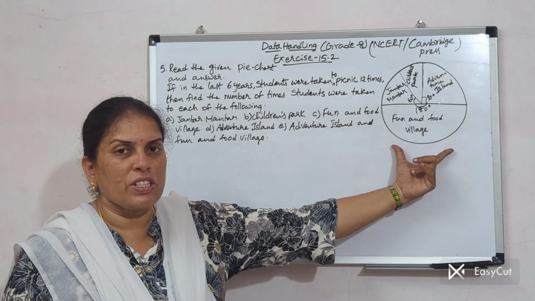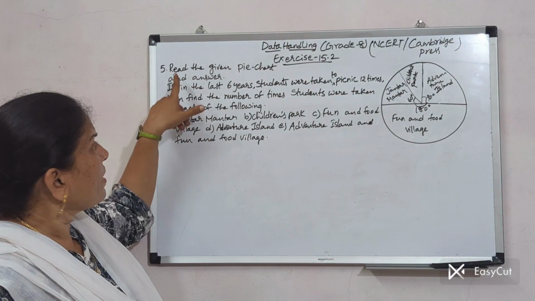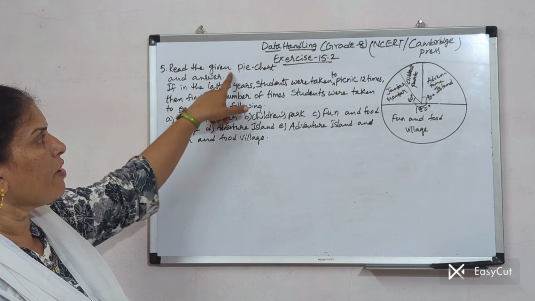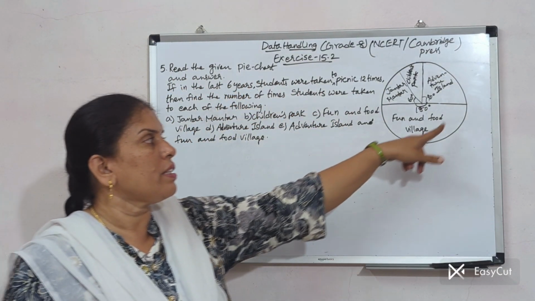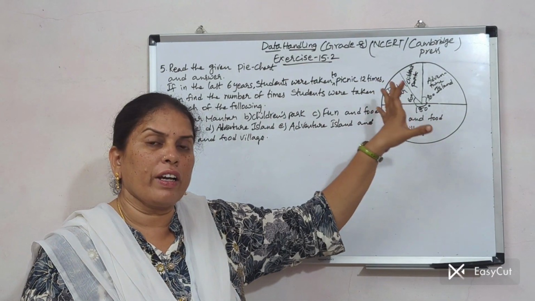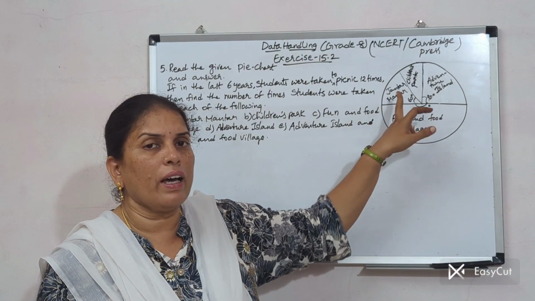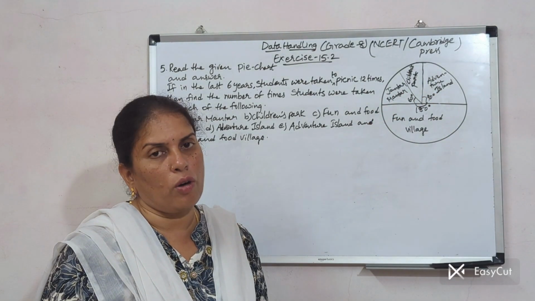By seeing this pie chart, we must answer the given question. What is the question? Read the given pie chart. Pie chart means a figure drawn with a circle. In that, different components are there. We need to find out those components.